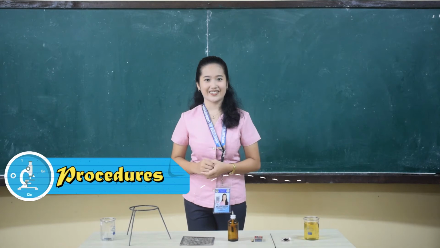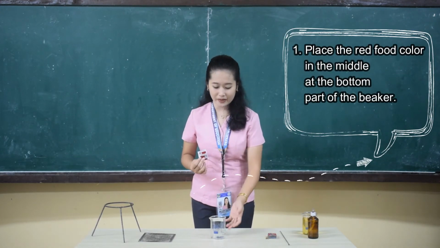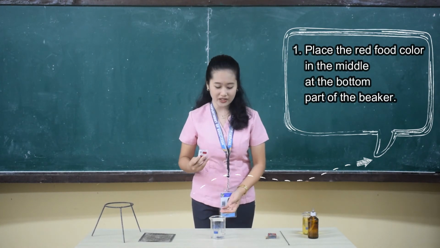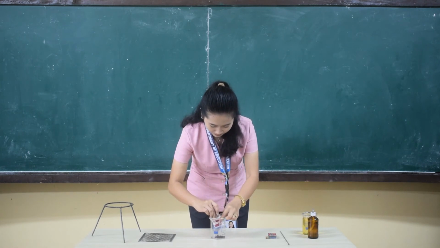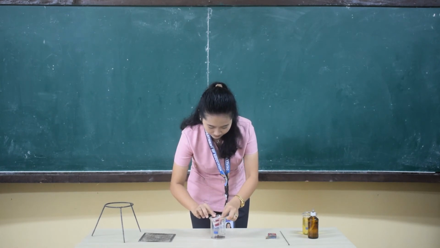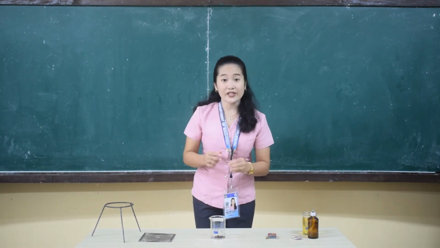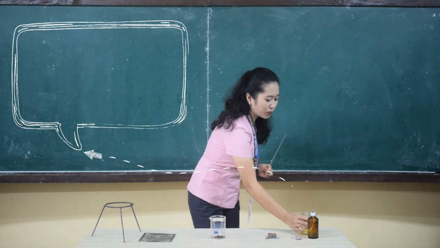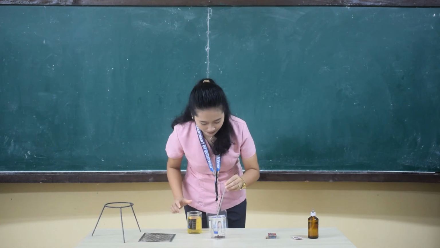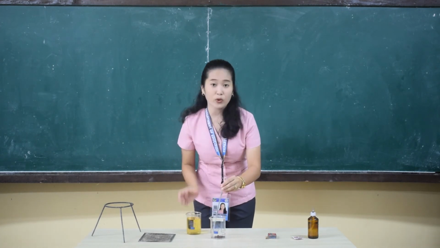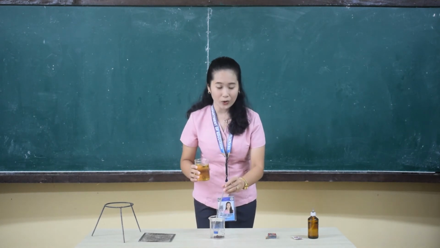For the procedures, for the first procedure, we are going to place the red food color in the middle at the bottom part of the beaker. Next, using a stirring rod, we are going to pour 200 ml cooking oil to the beaker. Make sure that as we pour the cooking oil, the red food color at the bottom of the beaker is undisturbed.